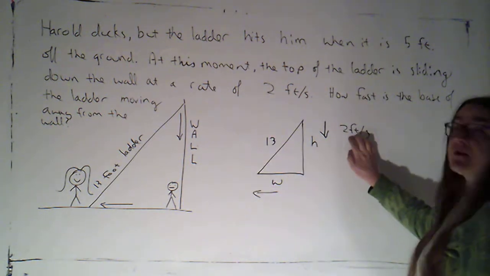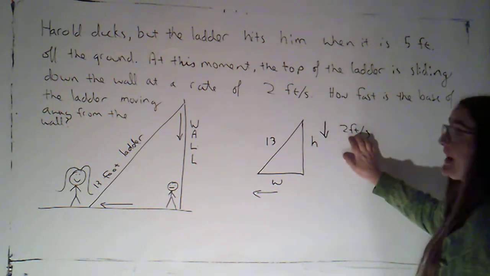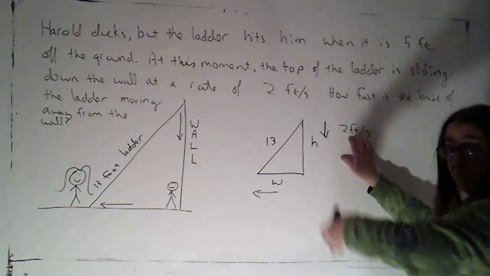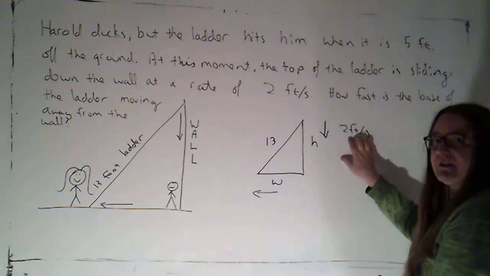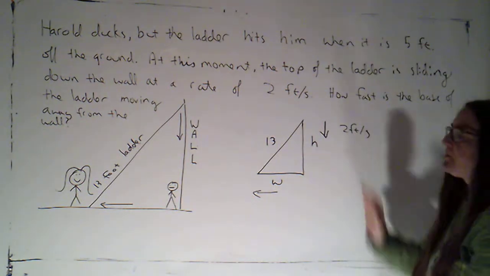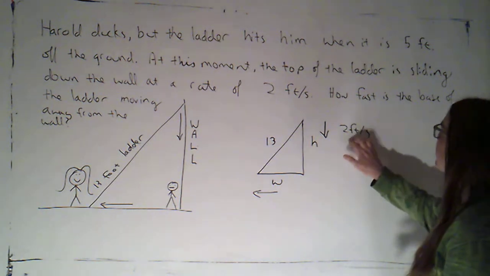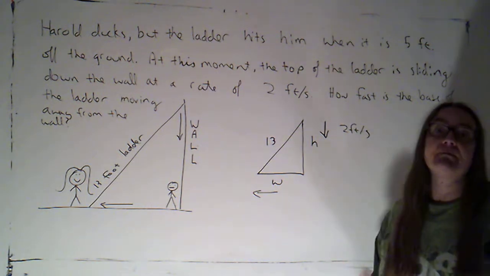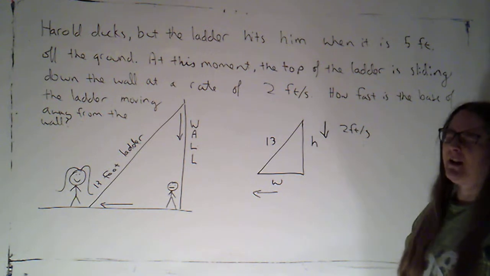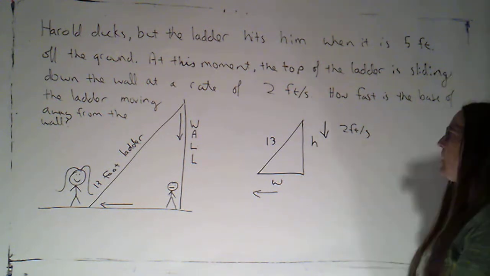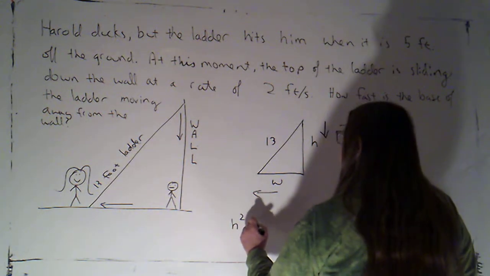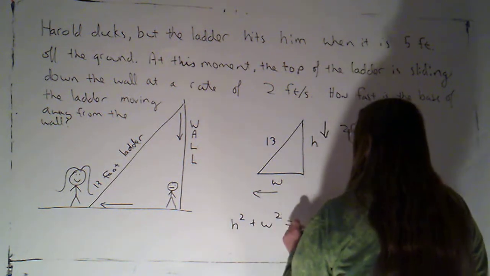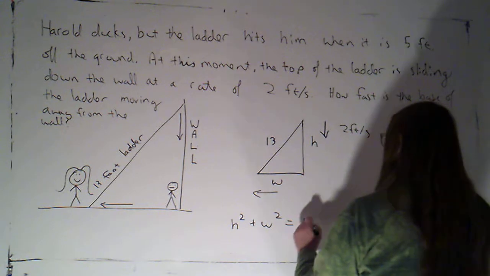Now, I'm not saying this is a constant rate of 2 feet per second. It might be a changing rate. As it gets further down, it's going to build up some speed and be going a little bit faster, perhaps. But that's the rate at the moment in time that we care about, which is when it conks Harold on the head. Okay, so it looks like we're going to have h squared plus w squared equals 13 squared, which is 169.